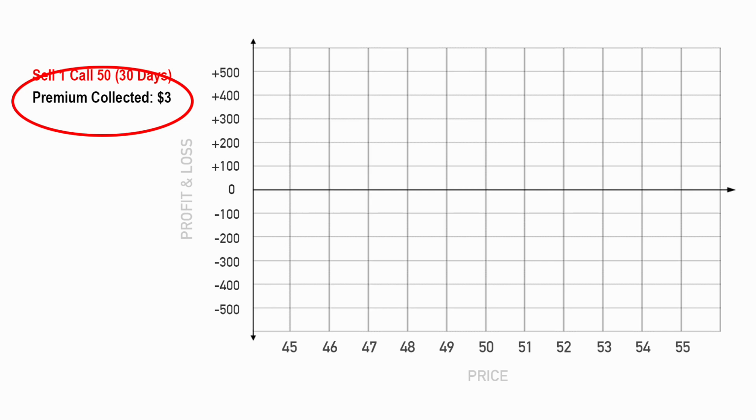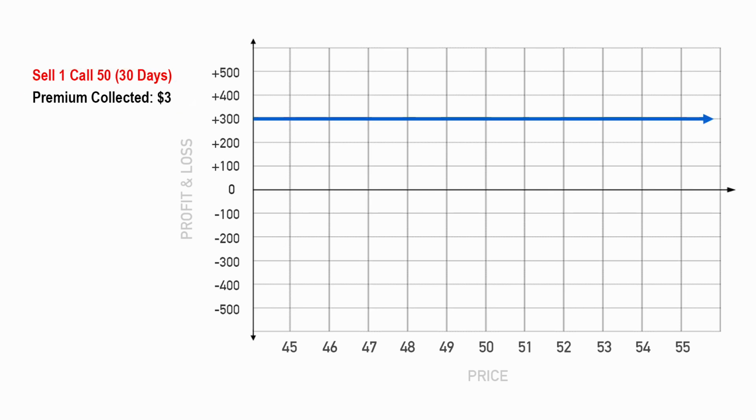So as a seller, I have a max gain. The most I can make is the premium I collect. So using the same $3 premium, my max gain here would be $300. And just like Keanu Reeves says in Speed, as long as it stays above 50, that $300 stays in my pocket. Because the buyer of this put, who's paying for the right to sell at $50, isn't going to exercise that unless price goes below that.